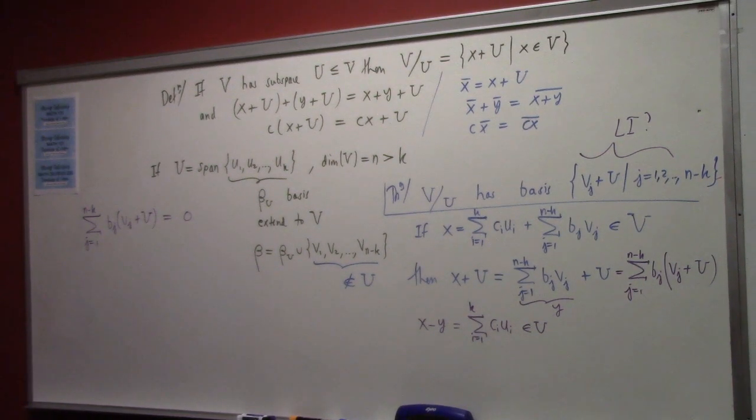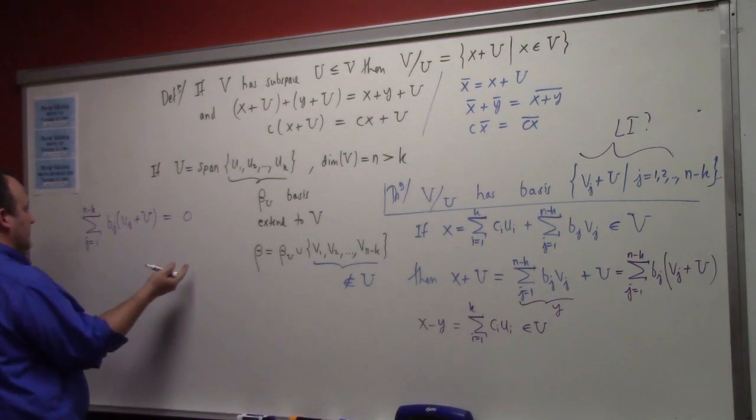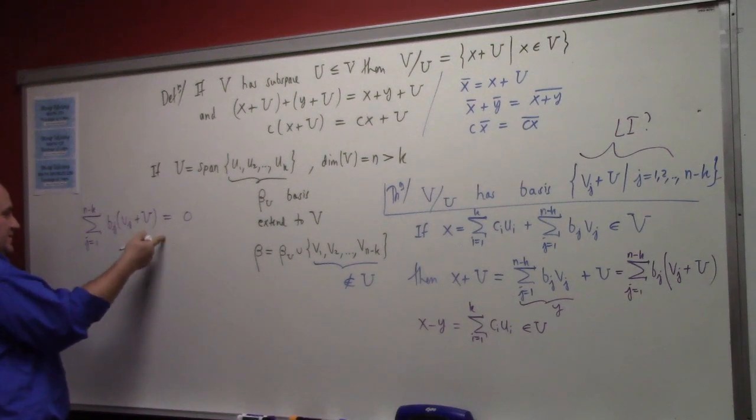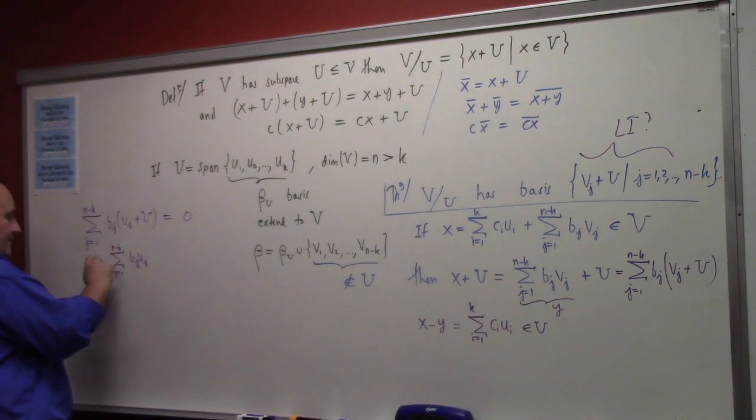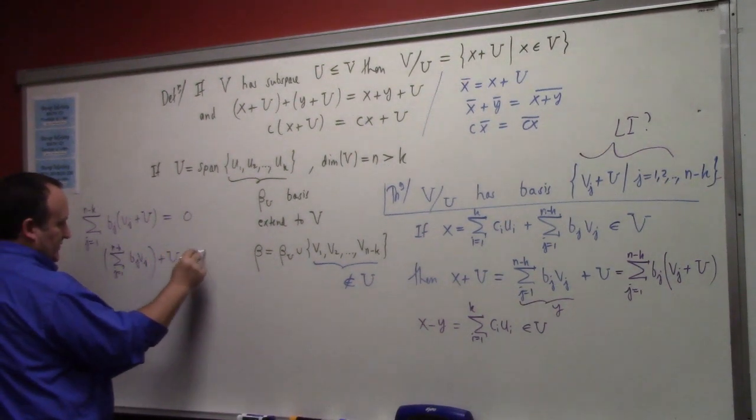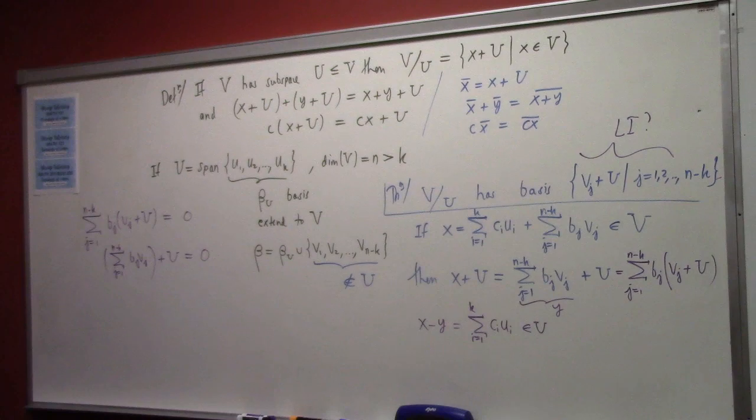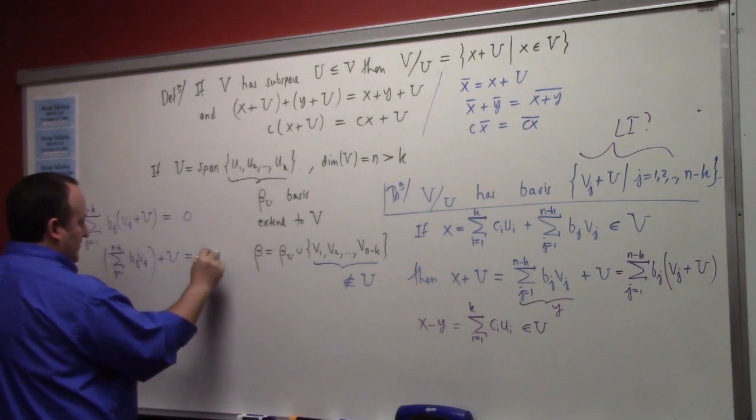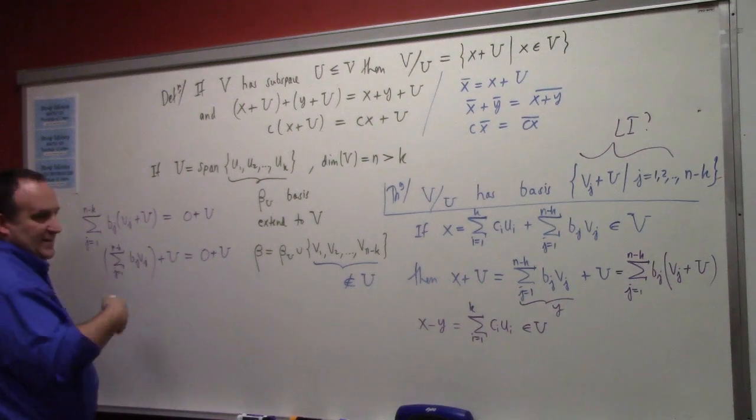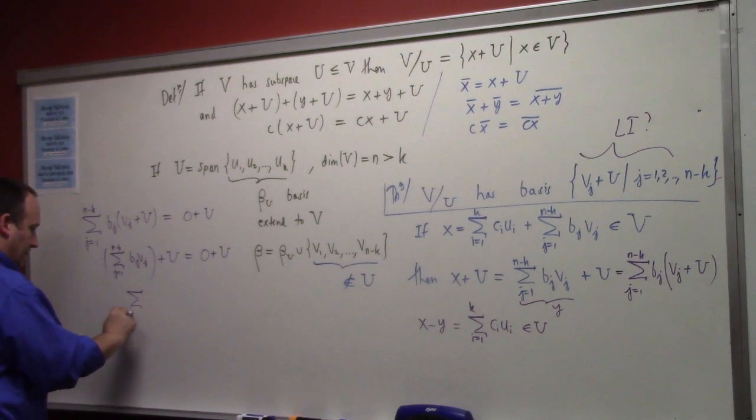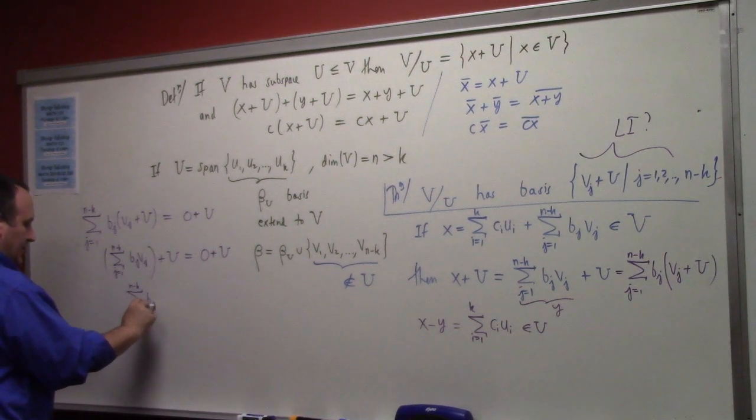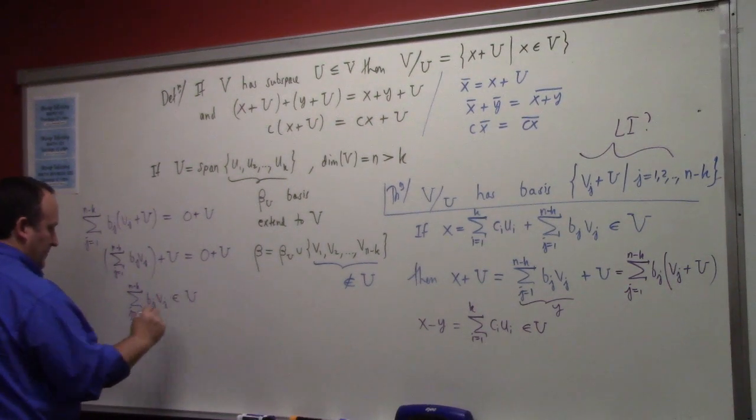What's that? We're trying to show that all the bj's are 0. All the bj's are 0, that's right. So this means that the sum of bj vj, j equals 1 to n minus k, that thing plus U is equal to 0. But keep in mind that 0 is really 0 plus U here, right? That is the 0 of the quotient space. So what this then means is that the sum is an element of U.